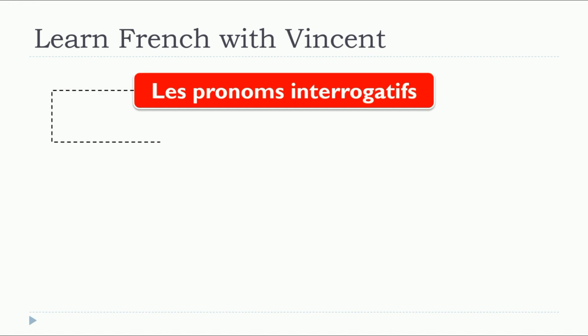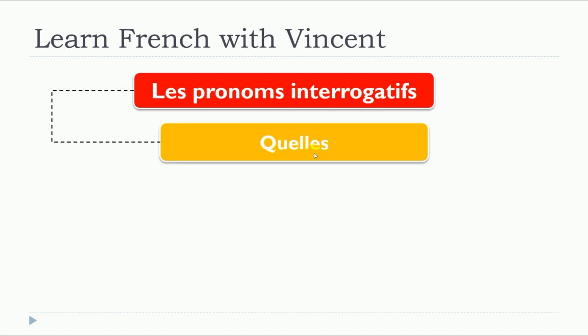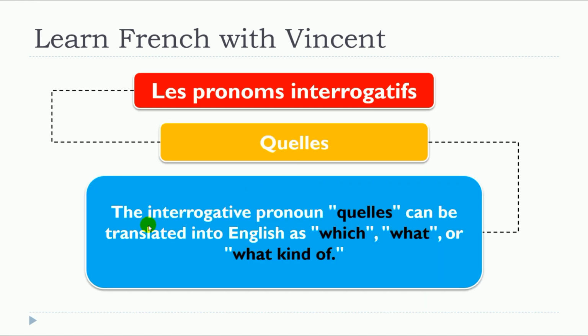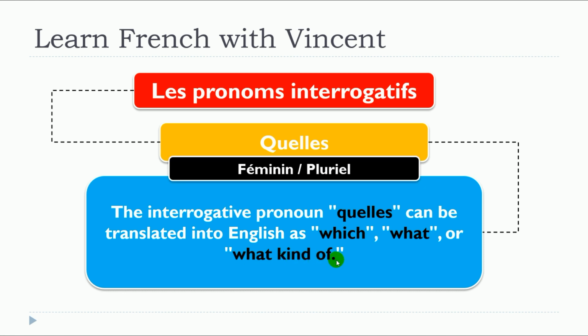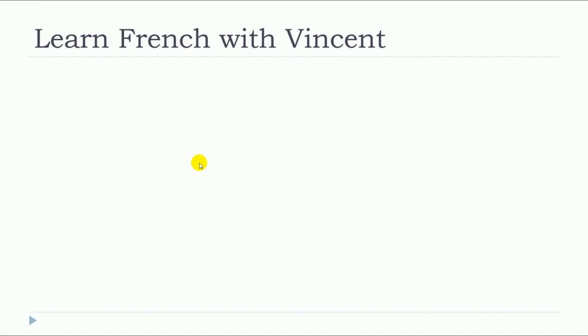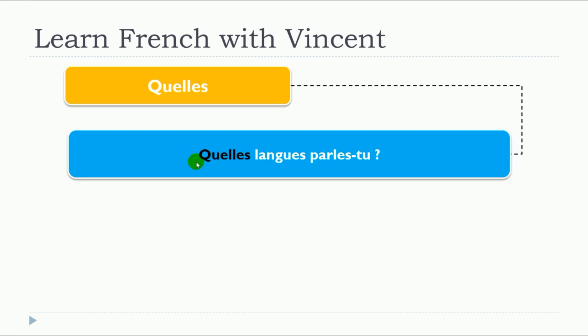So, this lesson is about quelles. And the interrogative pronoun quelle can be translated into English as which, what, or what kind of. And it will be used for the féminin pluriel. So let's have some examples.